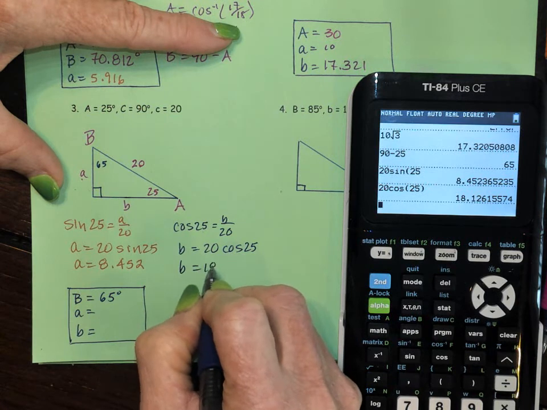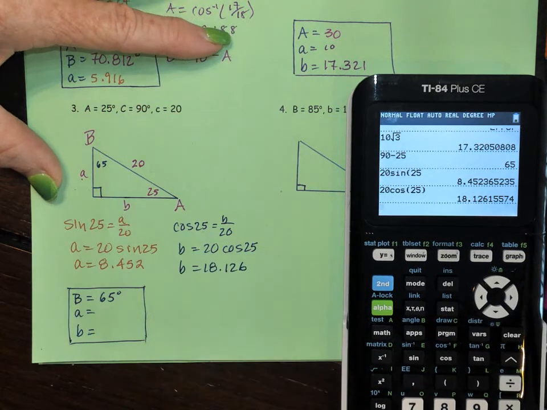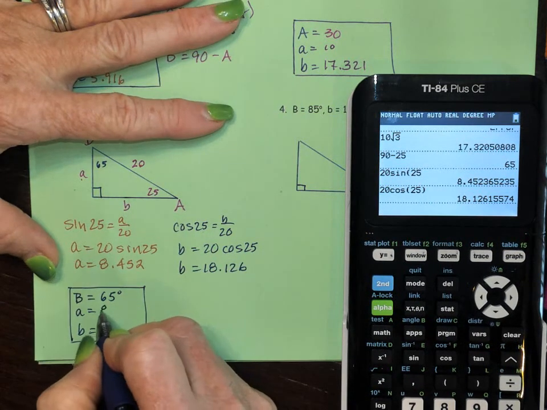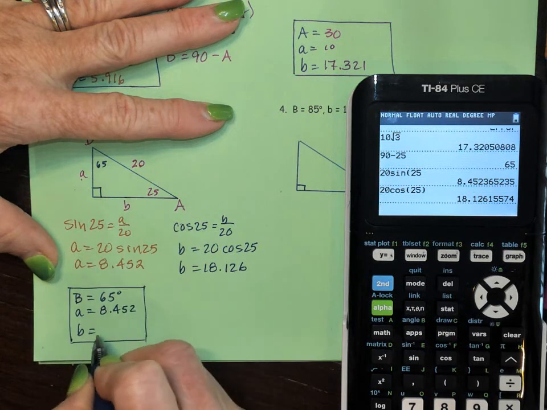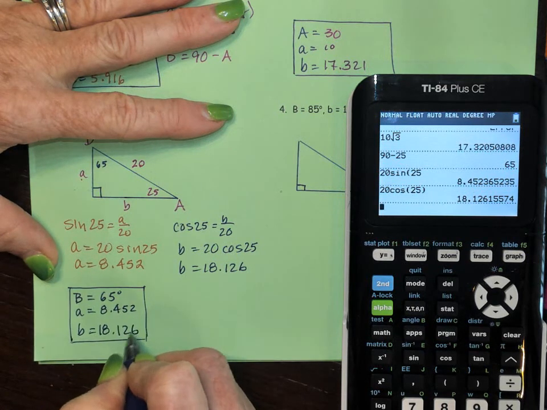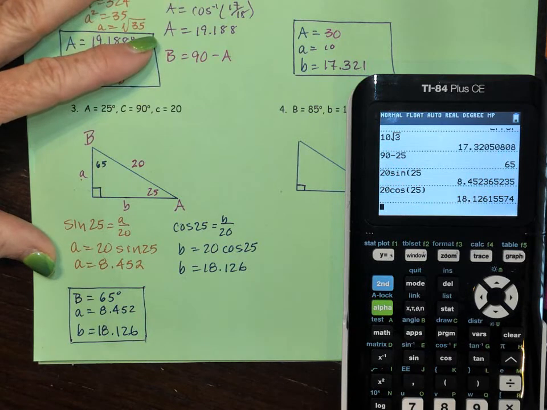B is 18.126. 8.452, 18.126 in the answer box. All right, next one.